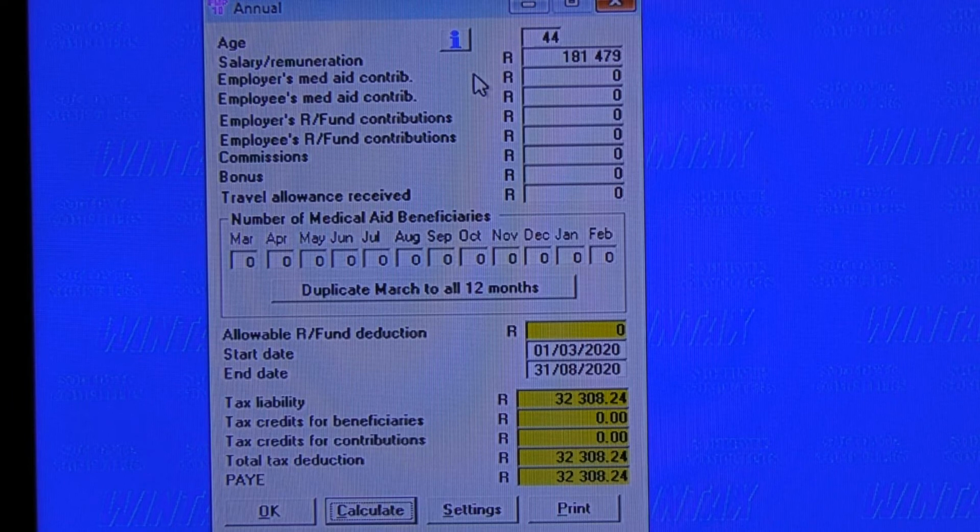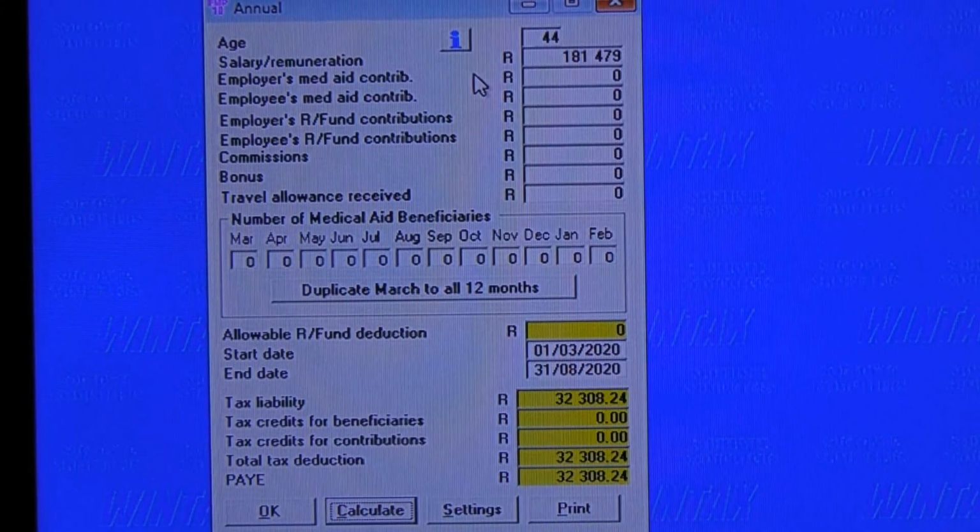The employee thus earned 986 Rand and 30 cents a day for 184 days worked, which means the employer paid him 184 times 986 Rand and 30 cents, which is 181,479 Rand for the period. The calculator shows pay-as-you-earn of 32,308 Rand and 24 cents, which should be shown on the IRP5 as having been deducted for the 184-day period.